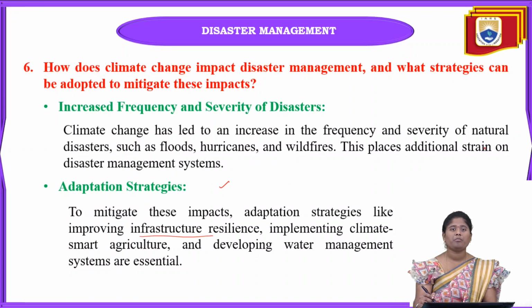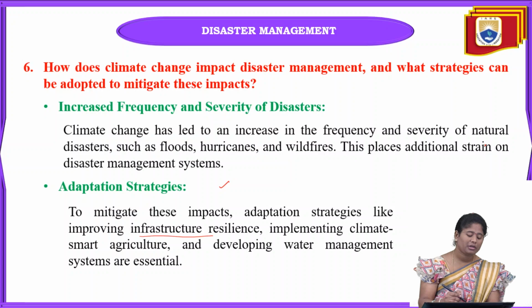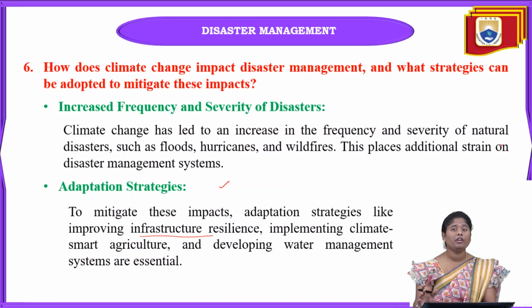And also we can implement climate-smart agriculture. According to the climatic conditions, if you do agriculture accordingly, it may be a very good strategy to save agriculture from these disasters also. And also by developing water management systems.